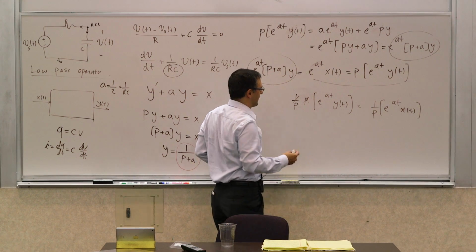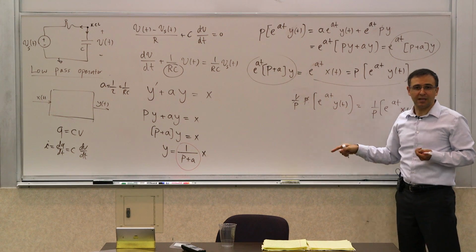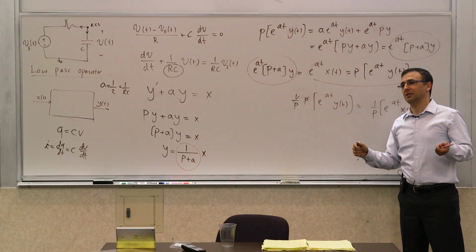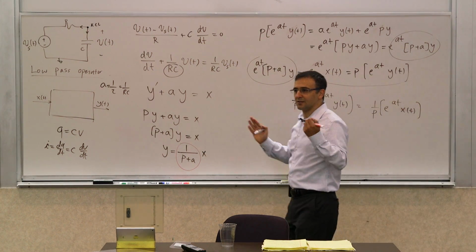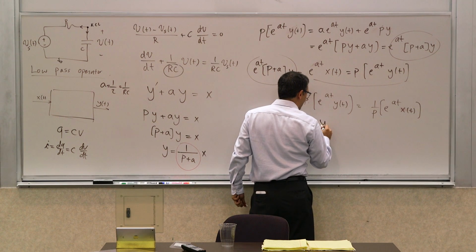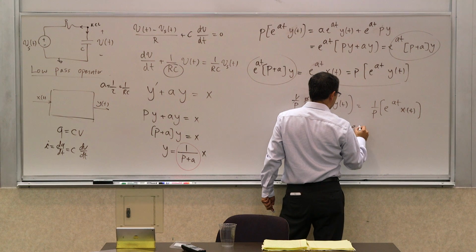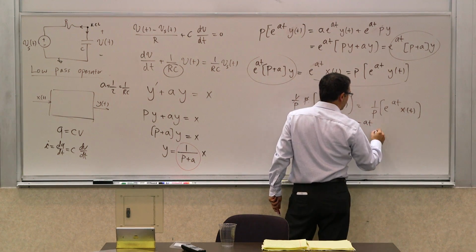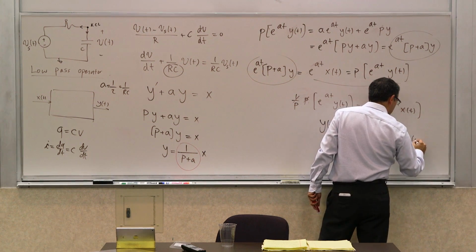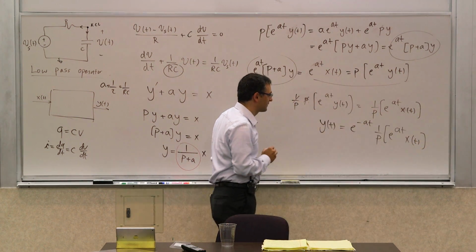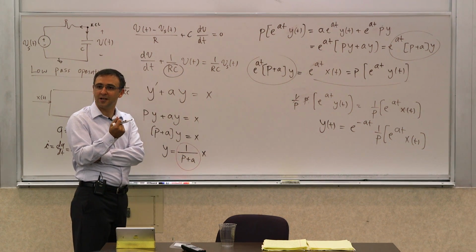So now the next thing, I have to unpeel one more time. What's the inverse? I want to get rid of this e to the at. You can say I multiply by e to the negative at, or you can say I divide by e to the at, or you can say I peel the onion. It doesn't matter, it's the same thing. So I multiply by e to the negative at. So now I found y in terms of x, right?